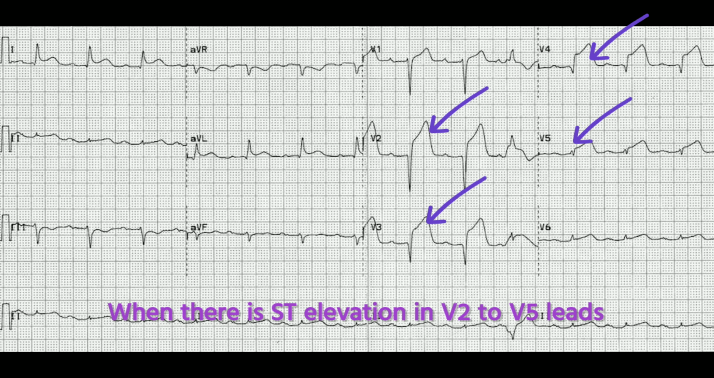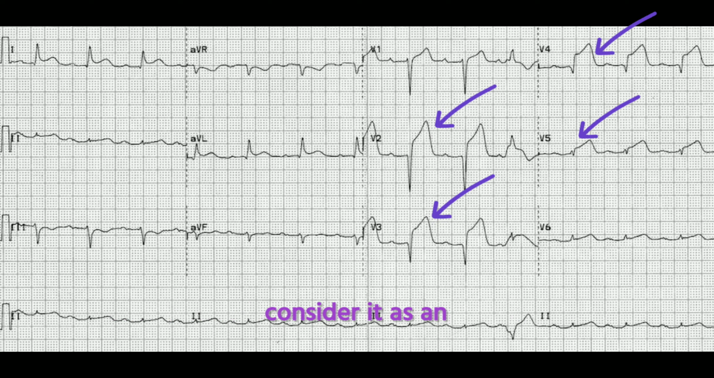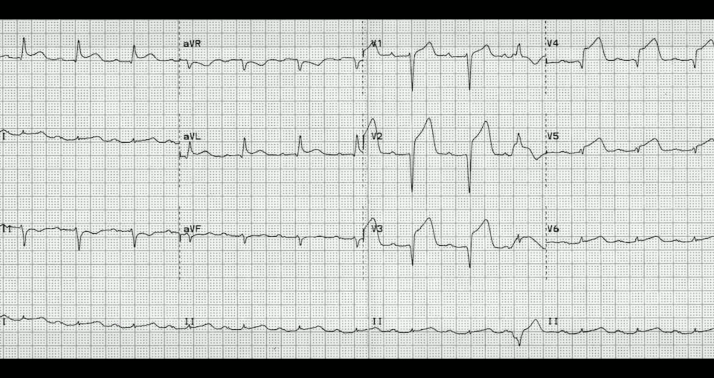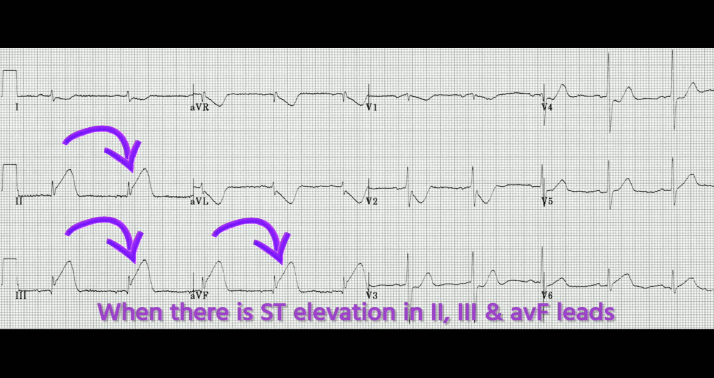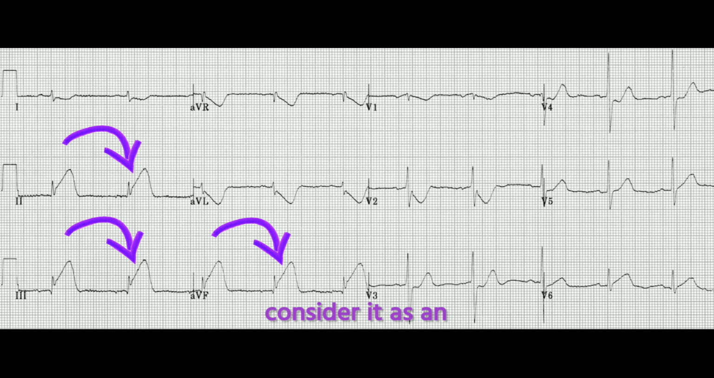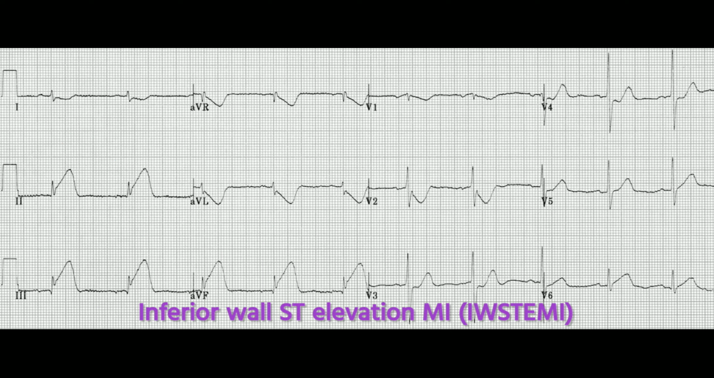When there is ST elevation in V2 to V5 leads, consider it as an anterior wall ST elevation MI. When there is ST elevation in 2, 3, and AVF leads, consider it as an inferior wall ST elevation MI.